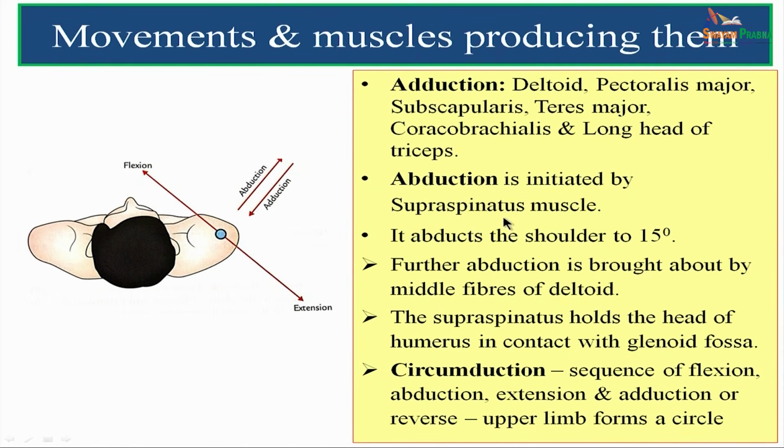It is otherwise known as initiator of abduction of shoulder joint up to 15 degrees. Further abduction is made possible by deltoid muscle. The supraspinatus holds the head of the humerus in contact with the glenoid cavity of scapula. Circumduction is a full round where the upper limb completely makes one circle. It is a sequence of flexion, abduction, extension and adduction or in the reverse rotation.